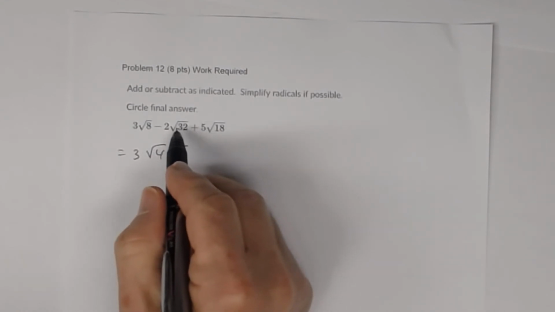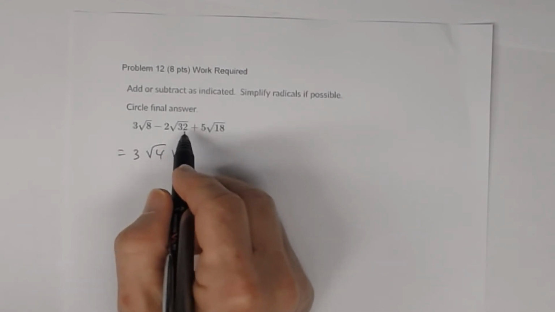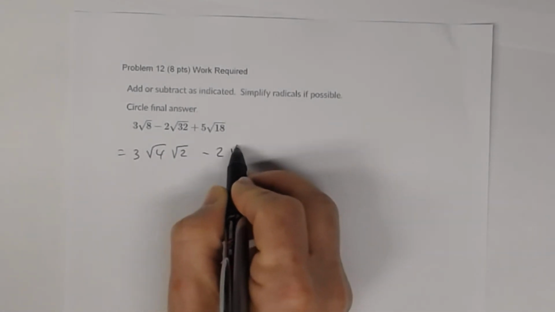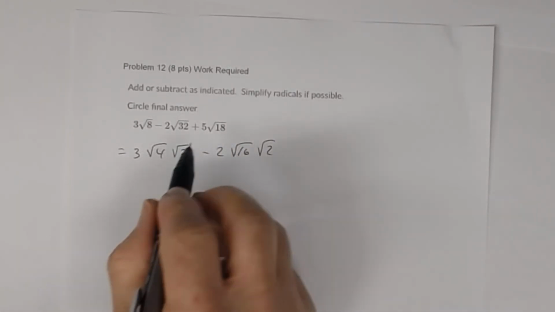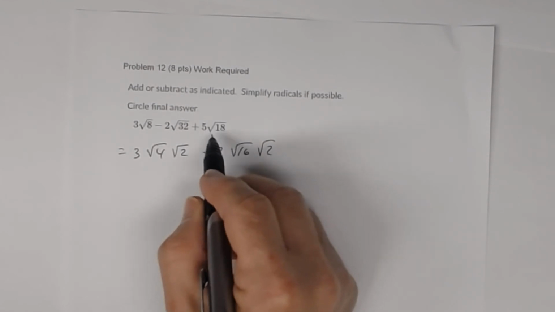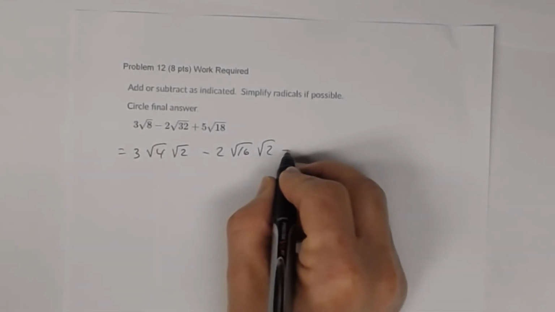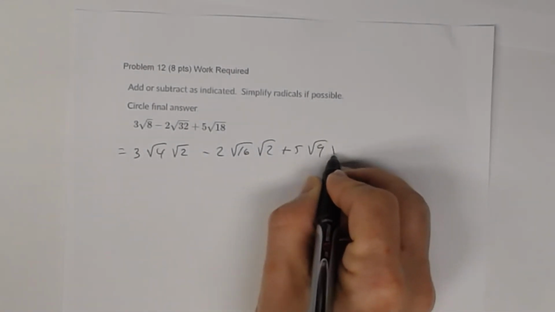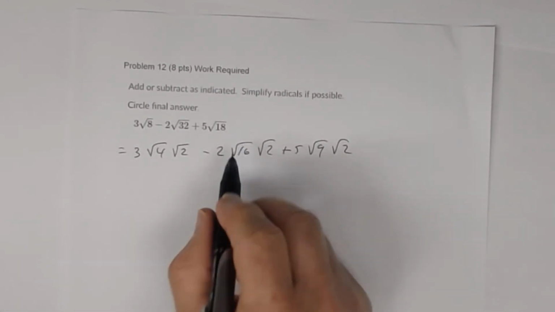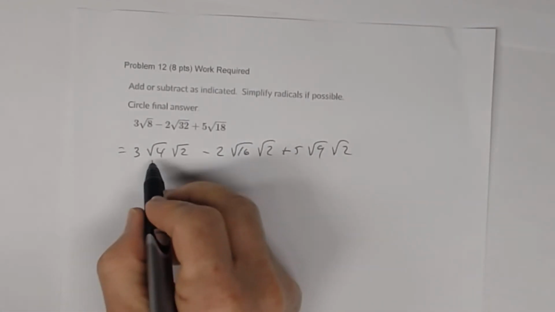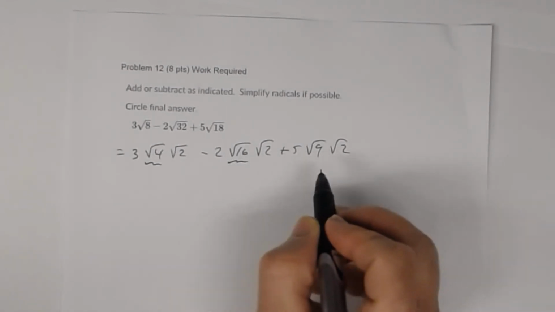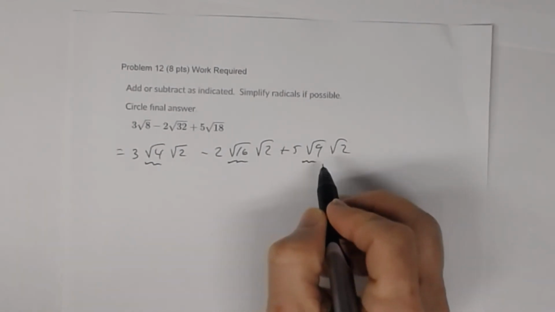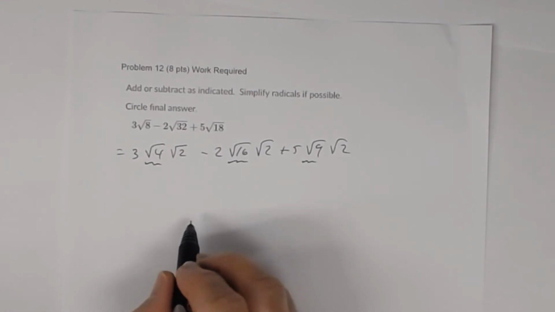Over here, the largest perfect square that goes into 32 is 16. So it'll be minus 2, square root of 16, square root of 2. 16 times 2 is 32. Over here, the largest perfect square that goes into 18 is 9. So it'll be plus 5, square root of 9, square root of 2. 9 times 2 is 18. Now I'm going to simplify each of these. The square root of 4 I can simplify. Square root of 16 I can simplify. And the square root of 9 I can simplify.